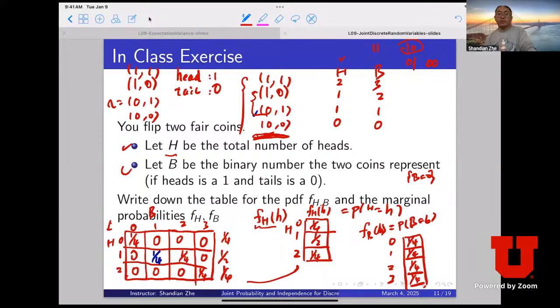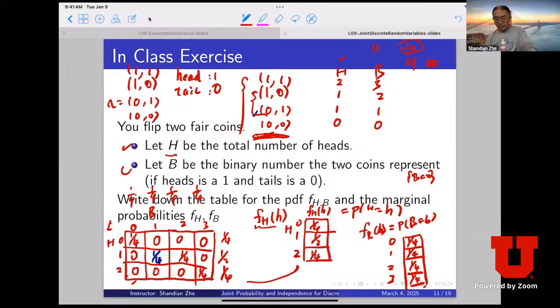Any thoughts? What's the summation for the first column? 1/4, right? How about the second? Third? Fourth? Yeah, that is exactly right.